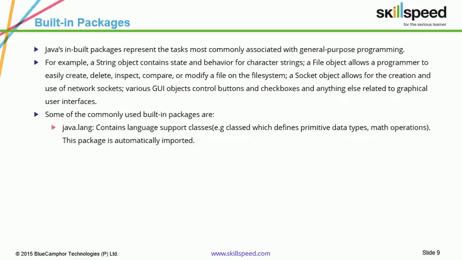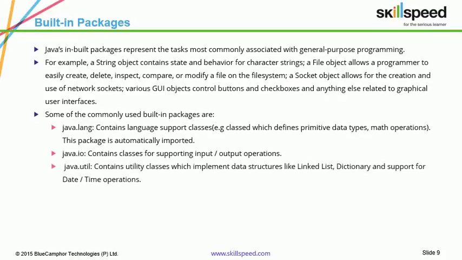Some of the commonly used inbuilt packages are java.lang, which contains the language support classes. Example, classes which define primitive data types, math operations and all. This package is automatically imported into all programs without us specifically writing the import statement. The java.io package contains classes for supporting the input or output operations, reading the files, writing onto the console or onto the file or anything.